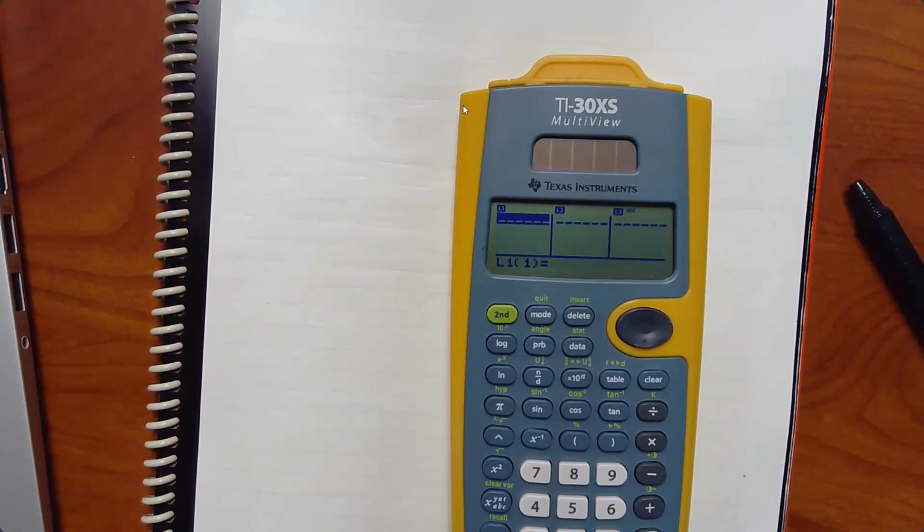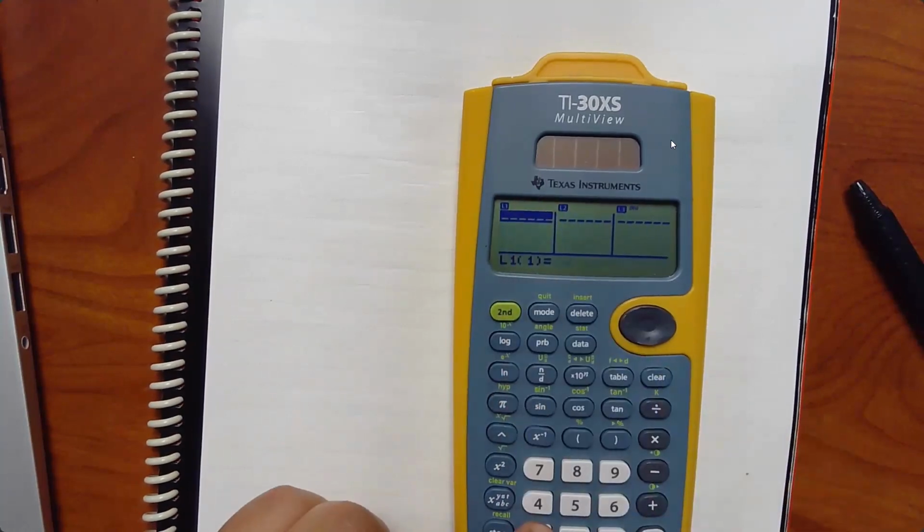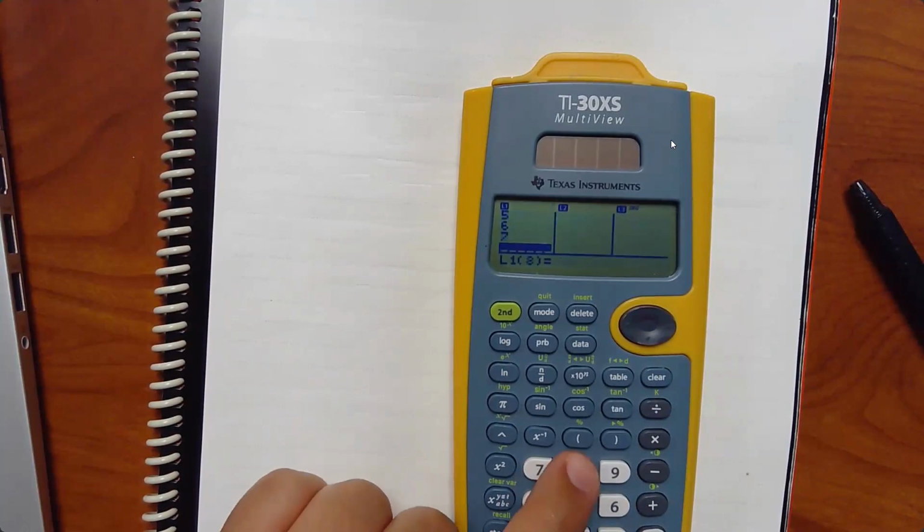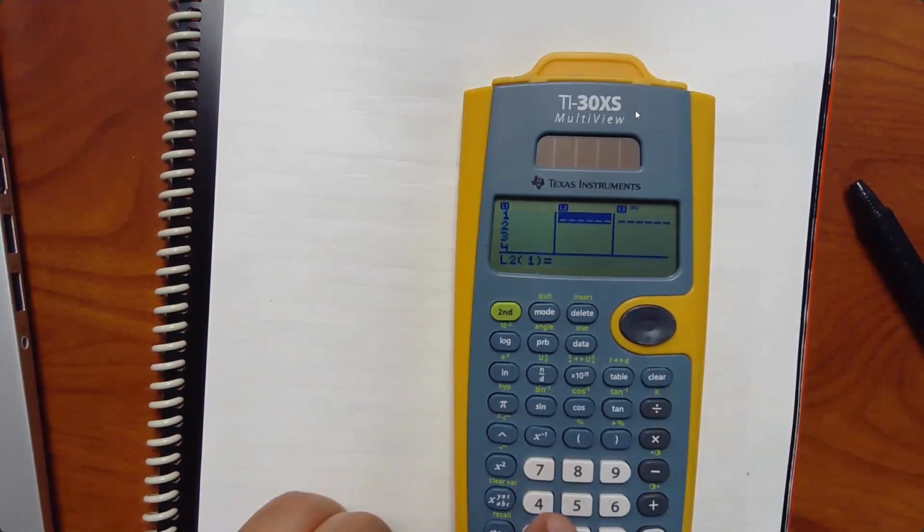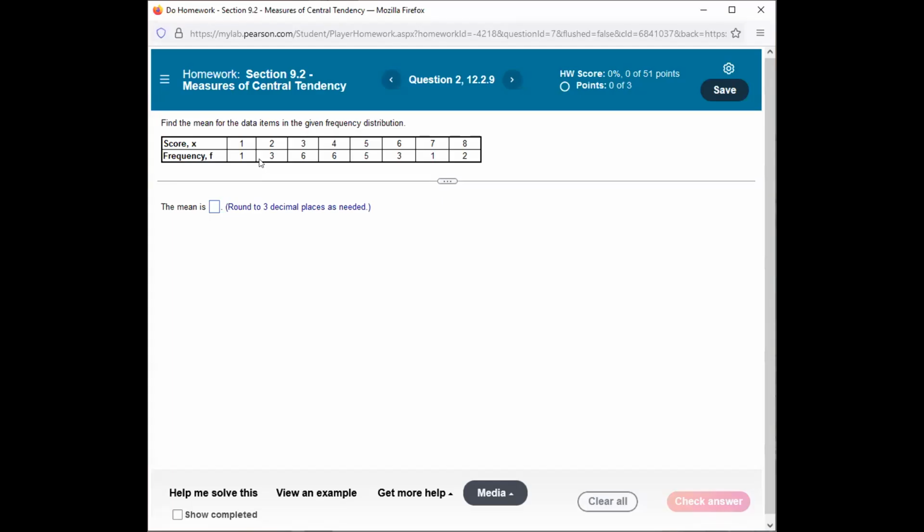Okay, so this is what you're going to do. Clear the first one. On the first list, put 1, 2, 3, 4, 5, 6, 7, 8. On the next list, put the other frequency part. So on your calculator, put in for the next list 1, 3, 6, 6, 5, 3, 1.